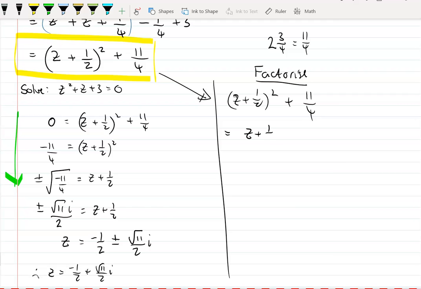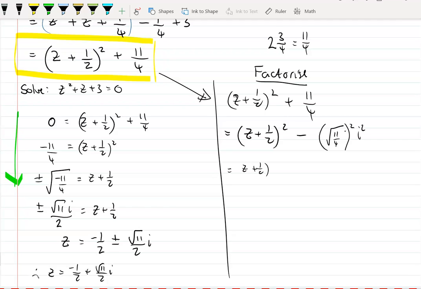So I'm going to write it as the difference of two squares. Okay, so what I need to do here is say, all right, the square root of 11 over 4 times i squared. Now it's the square root of 11 on 4 squared. I haven't given myself enough room here, so I'm just going to write that again. So it's going to be the square root of 11 on 4 squared, which gives me 11 on 4, times i squared.